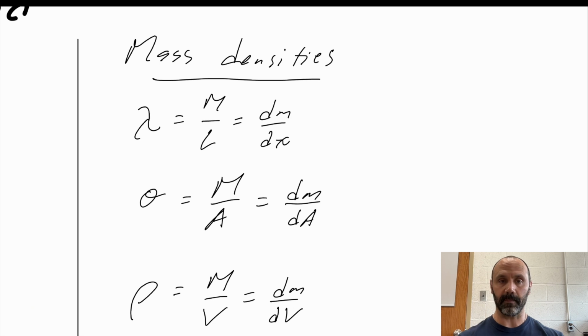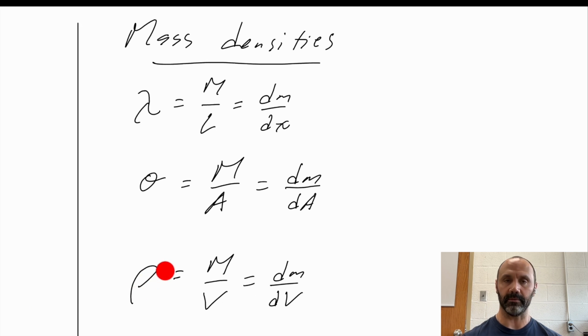Actually, you could take anything and analyze it just in terms of how much mass there is given any particular width, length, etc. Sigma is surface mass density, so it's two-dimensional. So it's how much mass there is per every section of area, or dm/dA. And then rho is what we normally think of as density. It's how much mass there is per volume. And then the calculus version would be dm/dV.